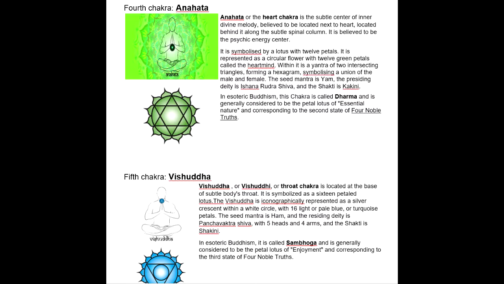In esoteric Buddhism, this chakra is called Dharma and is generally considered to be the petal lotus of essential nature and corresponding to the second state of the 4 noble truths.